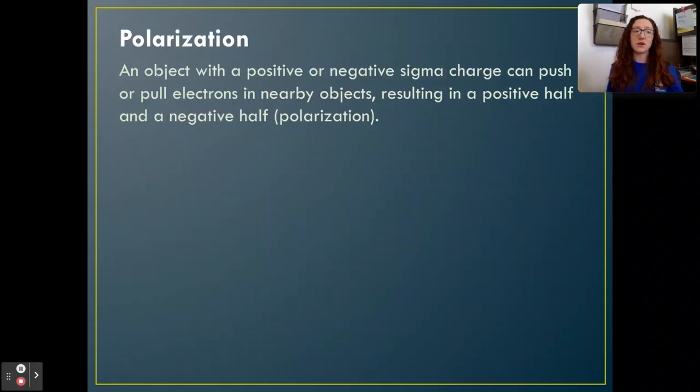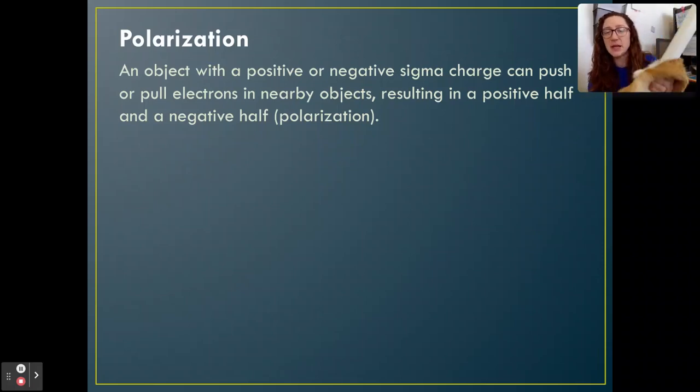All right, let's get to something a little more interesting. Let's talk about polarization. So an object with a positive or a negative total charge can push or pull electrons in nearby objects, resulting in a positive half and a negative half. I'd like to bring back up this plastic pipe that I demoed in class with the fur. When I rubbed the fur on the pipe, and I don't know if it picks up on the computer, it gains a negative charge. In class, I put this by a stream of water, and I showed that when it came close, the water was attracted to it, and kind of bent toward the plastic pipe.